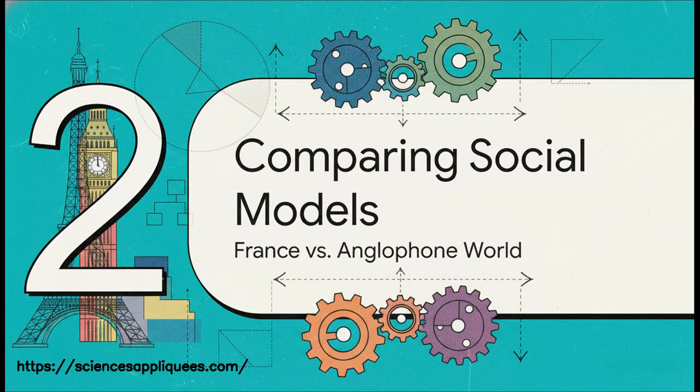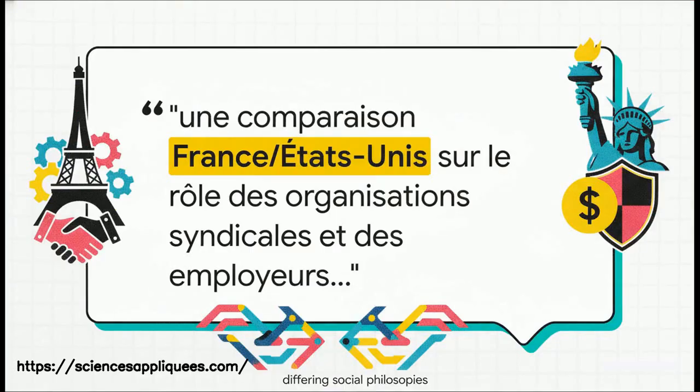All right, let's dive into the heart of this report. The IRES document actually gives us two fantastic examples that really shine a light on these different social models. It's the perfect opportunity to put our regards croisés into practice. First up, the report points us directly to this, a comparison between France and the United States on healthcare coverage. And look, it specifically mentions the role of trade unions and employers. This is a classic case study in two completely different social philosophies.